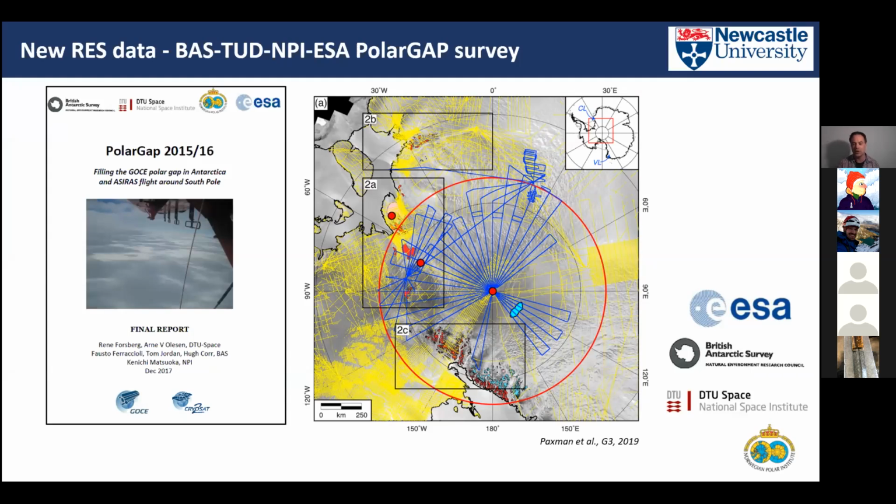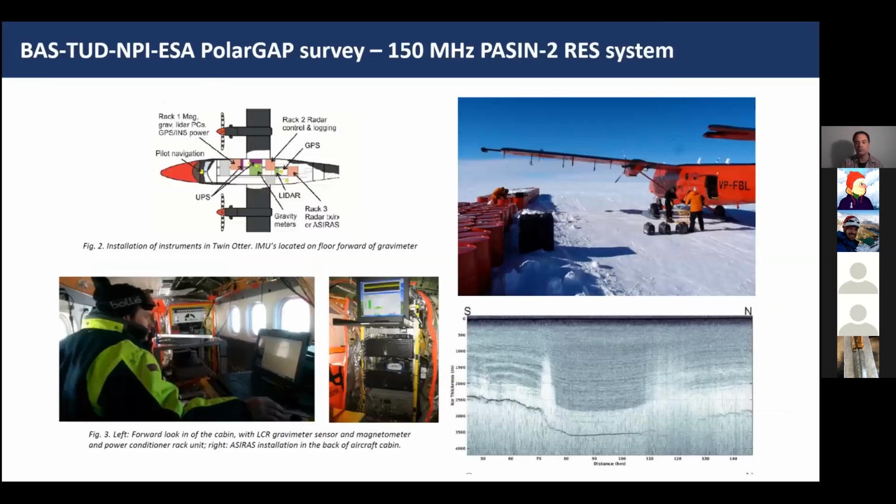So we did some work looking at a subset of these polar gap data for Kate Winter's work, and obviously for Guy Paxman's work as well, which I'll talk about. Okay, but we've got this new radio echo sounding data which fills that polar gap, not just in terms of gravity data, but in terms of a lot of ice thickness measurements as well. And the platform used for collecting these data is the British Antarctic Survey aerogeophysical platform.